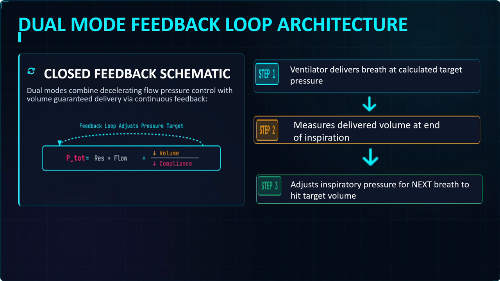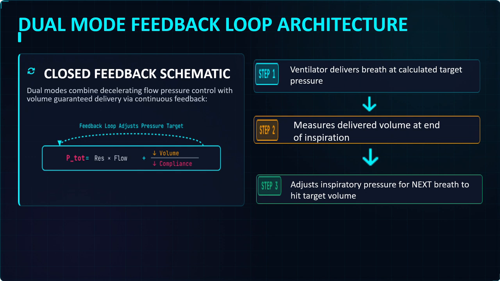What does this mean? What do I mean by closed feedback? Using the equation of motion: total pressure equals respiratory resistance multiplied by flow, plus volume over compliance. If compliance decreases, the tidal volume delivered to the lung will decrease. This sends an alarming or negative feedback to the ventilator to increase the pressure on the next cycle, to increase the volume toward the target volume.